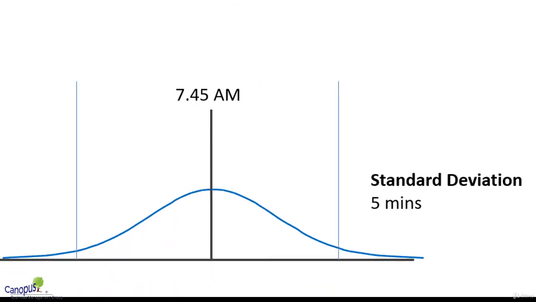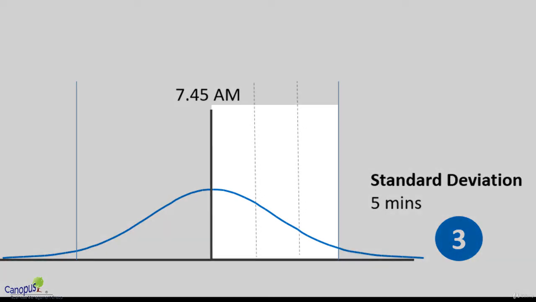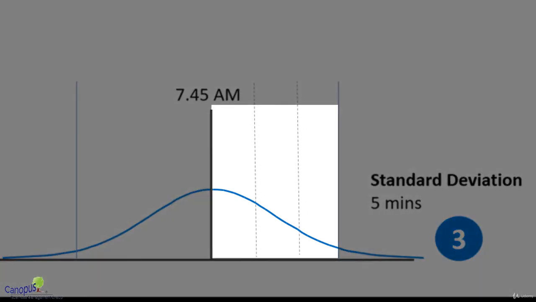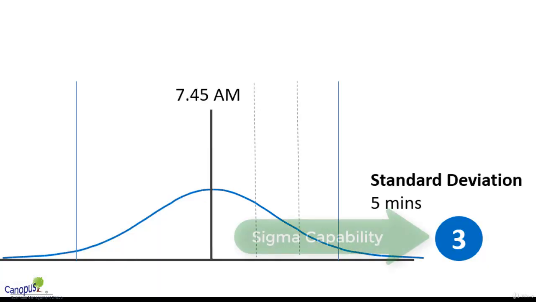Now let's go to the scenario B. In scenario B, the variation of the process is more. The standard deviation or sigma is 5 minutes. So how many standard deviations can I stack between 7:45 and 8 a.m.? As you see, we can stack only 3 standard deviations between 7:45 and 8 a.m. So the sigma capability of process B is 3 sigma.